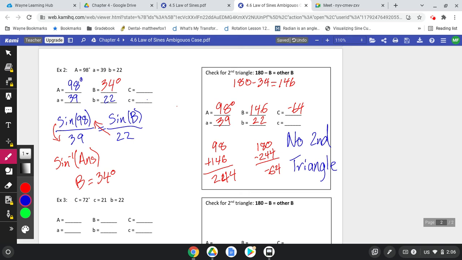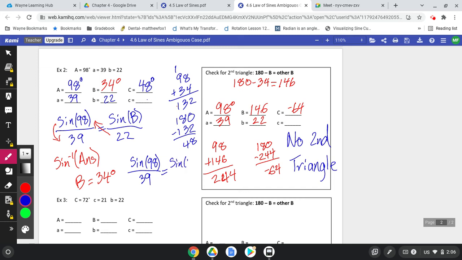So we have 98 and 34. Let's add those together. 132. We'll take that away from 180, and we'll get 48 degrees. To finish this out, you can either use A or B. Just be consistent. If we choose 98 degrees, we have to use 39. If we choose 34 degrees, we have to use 22. So the sine of 98 divided by 39 equals the sine of 48 divided by little c.